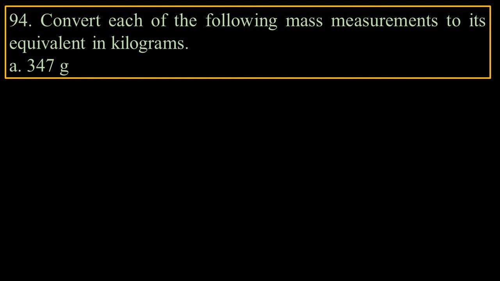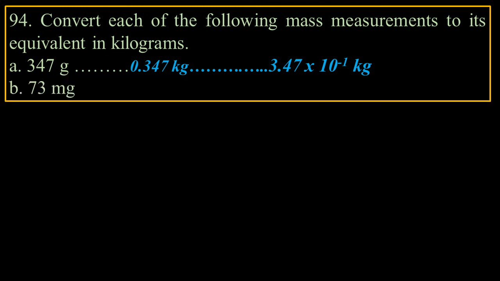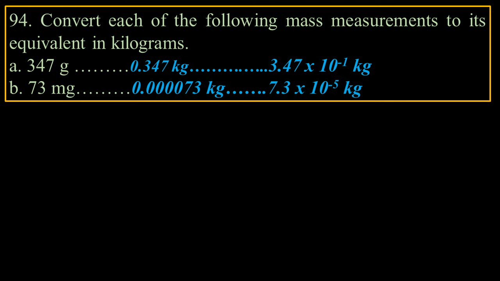Convert each of the following mass measurements to its equivalent in kilograms. So the first one is going to be 0.347 kilograms. Moving the decimal place over, that's what we're doing, working with base 10. 3.47 times 10 to the negative 1 kilograms. 73 milligrams is going to be 0.000073 kilograms. And that'll be 7.3 times 10 to the negative 5th kilograms.